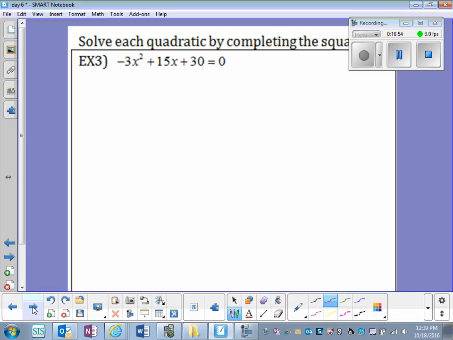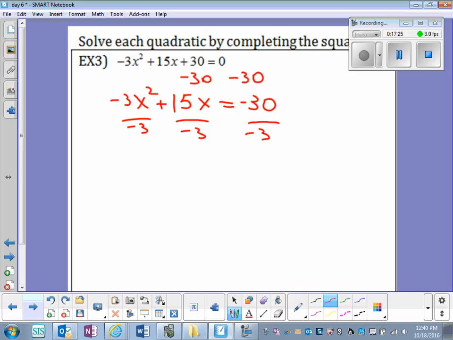So step number 1. What do? Subtract. I subtract 30 because I want to get the constant on the other side of the variables. So subtract 30 from both sides. I have minus 3x squared plus 15x equals negative 30. Now what do? Step number 2. Bill, what do? I divide by negative 3 to get rid of the leading coefficient. So I have x squared minus 5x equals 10.